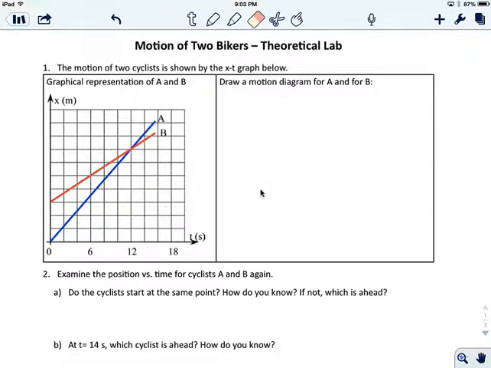Hey guys, so I'm going to do two videos for this theoretical lab. You should already have completed the first side of the page before you watch this video. I really want you to do your own work before you watch the video to check your answers. So if you haven't, go back and finish the first side. If you finished the first side, it's fine. Let's start watching this video.